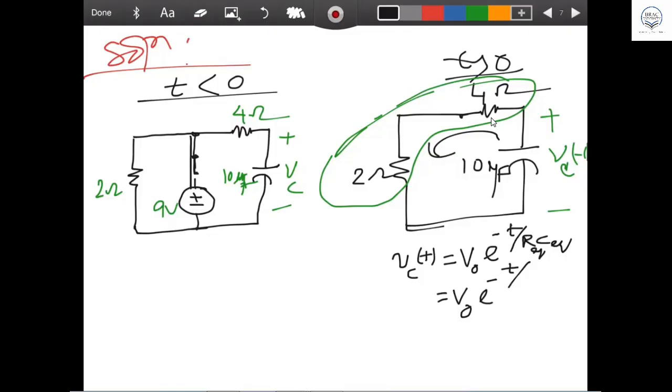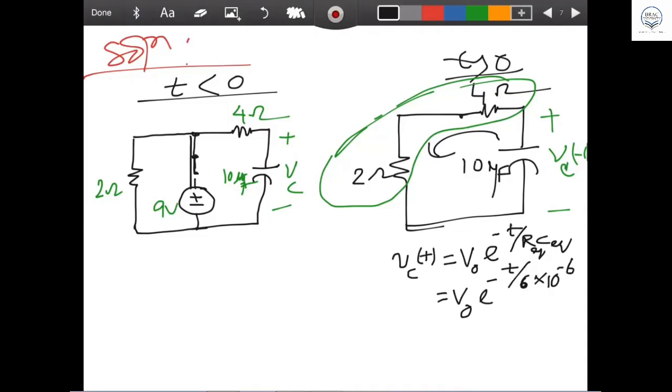R equivalent is what? R is 6. C equivalent is what? 10 into 10 to the power minus 6. Good. I'm giving you the 2 marks. This is important to you, so be careful about it, and then you go.